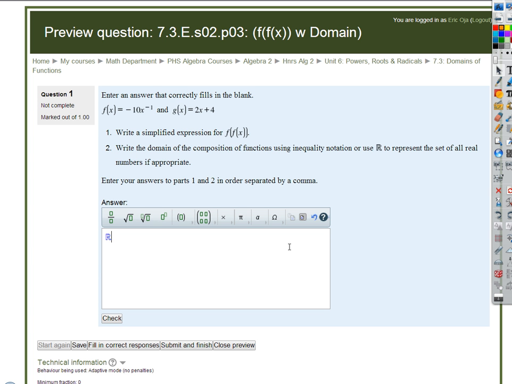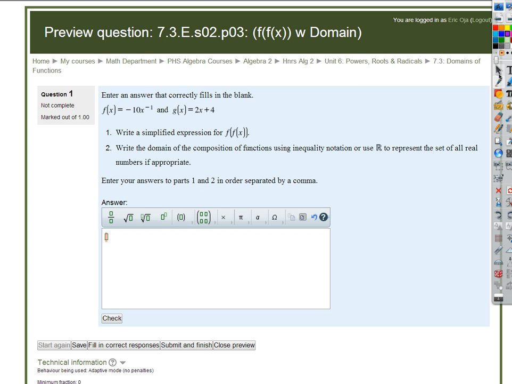Okay, let's look at this example. The second example is another good one. This will give us a different kind of domain. Cameron, put that away, please. You need to really pay attention to this. Thank you. Okay, so this is asking us to do a composition of functions. If f of x equals negative 10x to the minus 1 and g of x equals 2x plus 4, what is f of f of x? G didn't even play a part in this, right? But this is where we're doing a function of a function, okay?